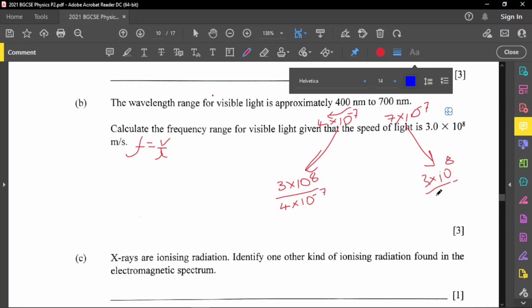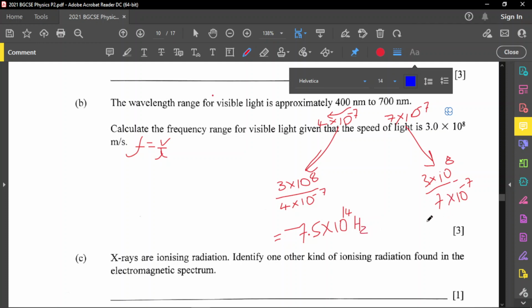And then that's going to be divided now by this wavelength here, 7 times 10 to the minus 7. If you work these out, remember on the calculator you need to press the exponential sign, so be careful when you're pressing your calculator. So this is going to be 7.5 times 10 to the 14 hertz, and this is going to be in hertz, as in the frequency.